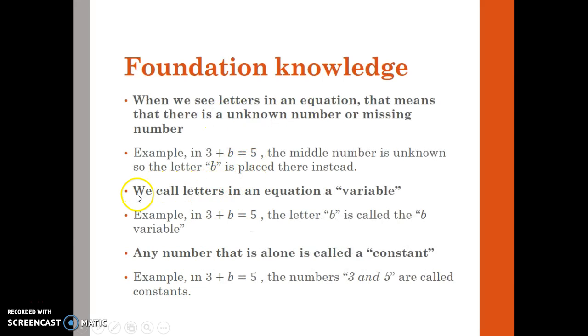So next point is we call letters in an equation variables. So in 3 plus b equals 5, the letter b is called the variable, or variable b. So b is a variable. Any number that's alone is called a constant. So the 3 and the 5 in this case are both constants.